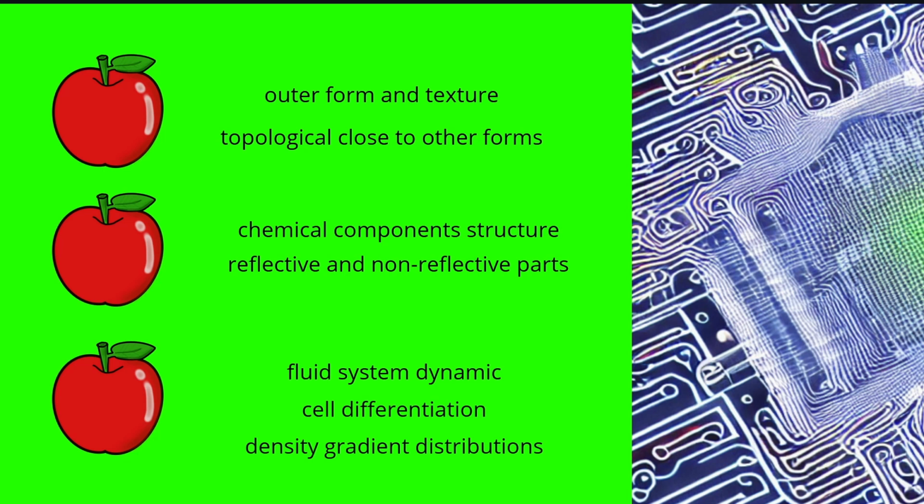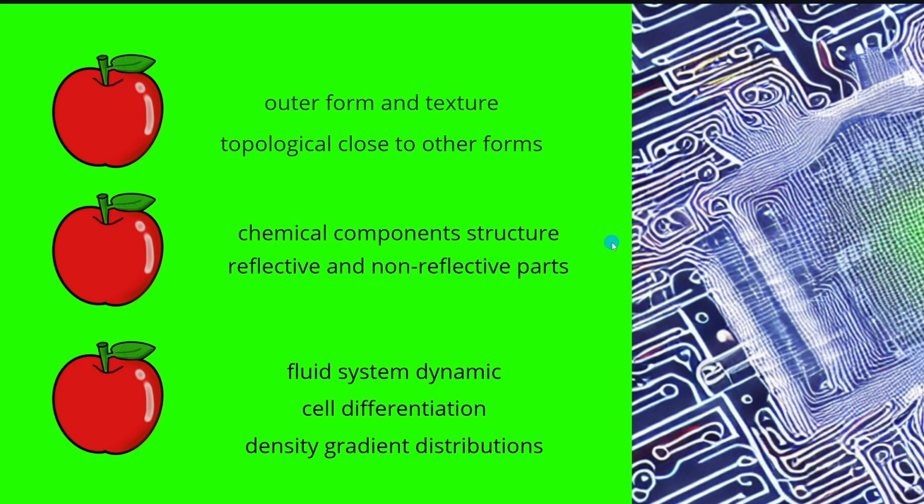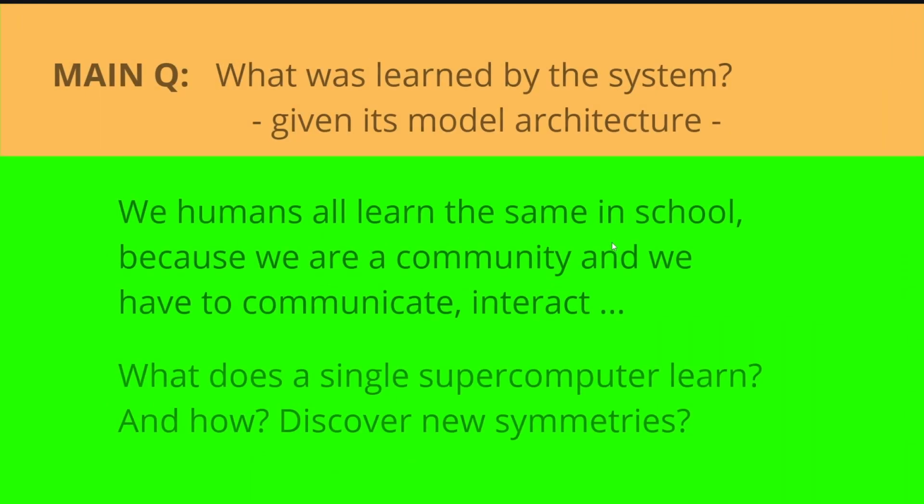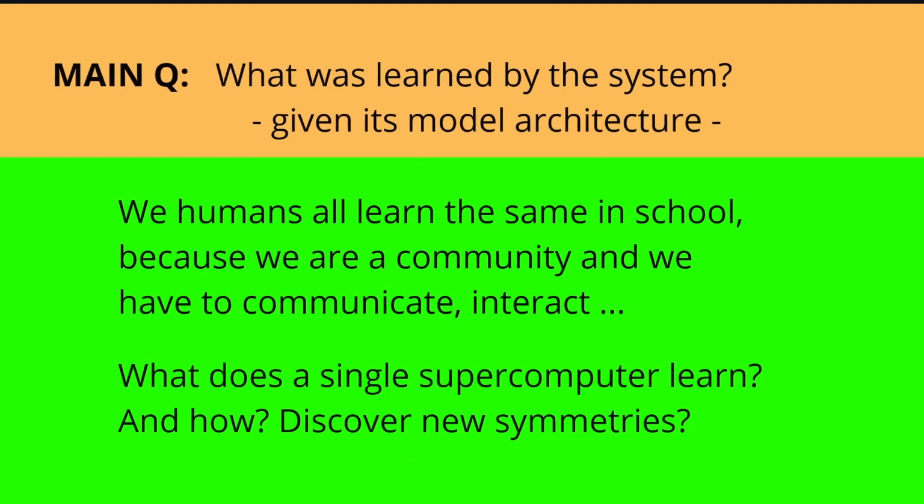So you see, we have so many abstractions that we can work with. So I would not be amazed if a supercomputer comes up with a different classification system. But you know, there's an interesting question if you reflect on all of this. Because the main question is, what was learned by the system given its specific diffusion model architecture?